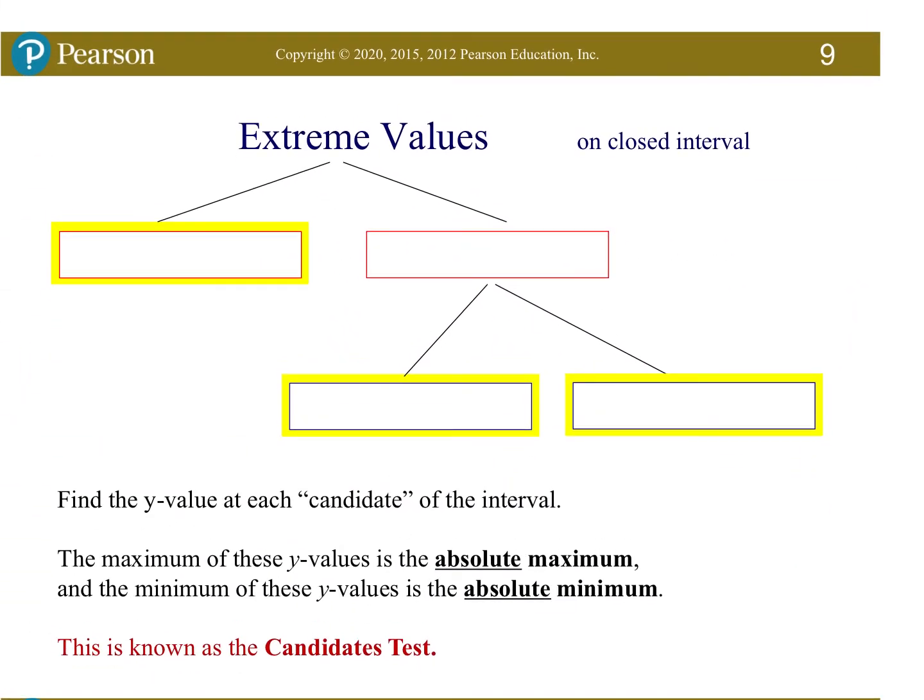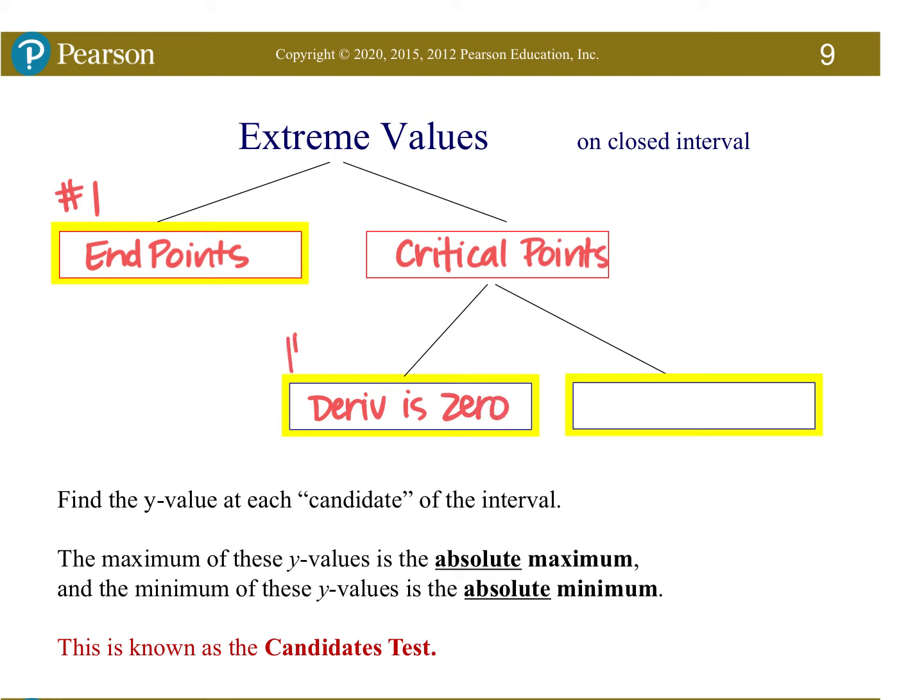All right, so let's go to this one that has the yellow boxes on it. Can you go there? Okay, so I just want to recreate this drawing again for us. The first one is endpoints. You should always check your endpoints first. I would say that's the number one thing to check. Then we check critical points, and there are two kinds. Number 2 is where the derivative is 0, and number 3 is where the derivative is undefined. These are what we call the candidates. So now I'm going to teach you the candidates test.